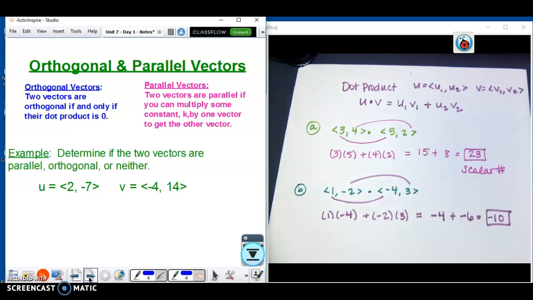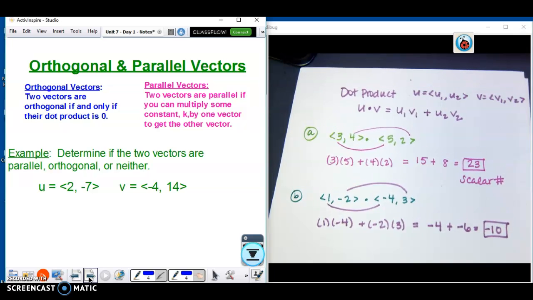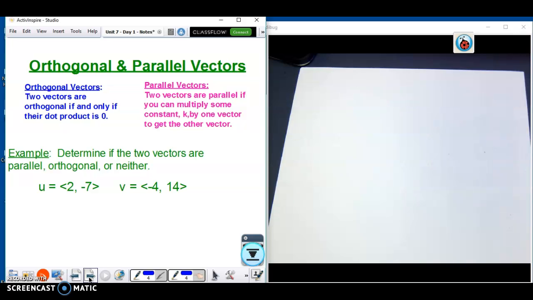Alright, last slide. So orthogonal and parallel vectors. So guys, first off, just think about this as being parallel and perpendicular. Okay, same thing, just orthogonal is the word that we're using here for the perpendicular. So orthogonal versus parallel. So two vectors are going to be orthogonal if their dot product is 0. That's the only time that they're orthogonal.